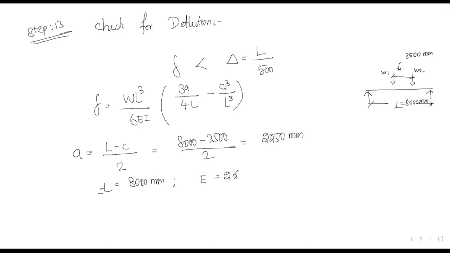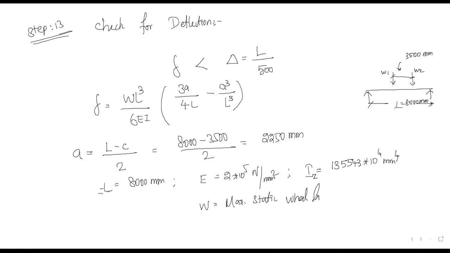E is equal to 2 into 10 to the power 5 Newton per mm squared, and for the I value, I am going to take IZ. The IZ value we already calculated in step 6, that is 135543 into 10 to the power 4 mm to the power 4. Then W is nothing but the maximum static wheel load. So I am going to take the total wheel load 241.5 divided by the factor of safety 1.5. I am getting the value of W equal to 161 kilonewton.